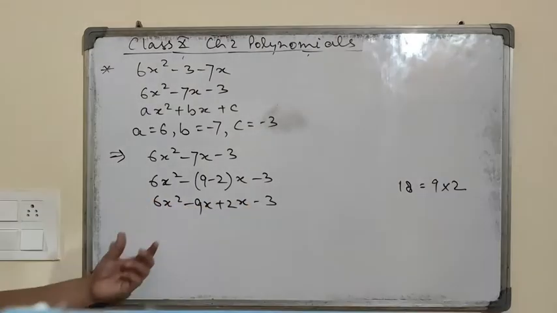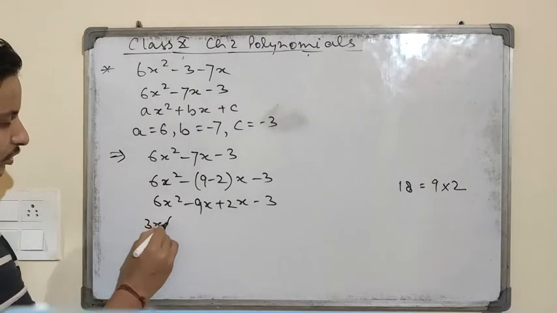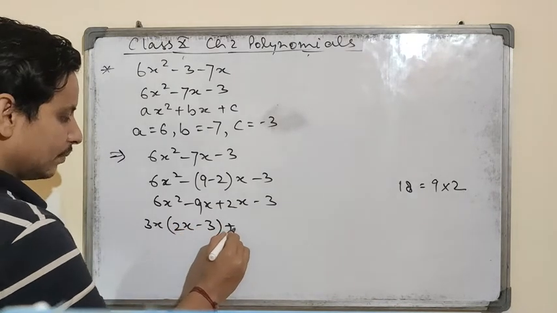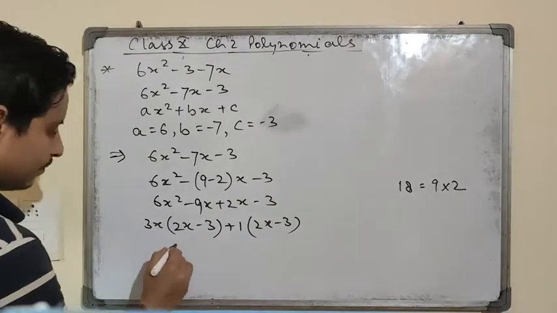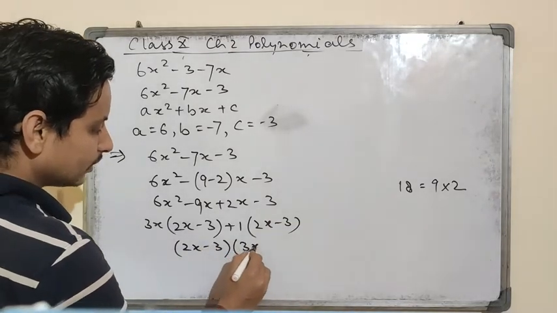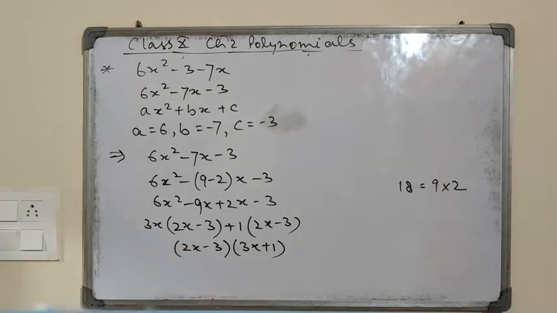Now I have to take common. I take 3x common from here. This is 3x is common. 3 2 ja 6 minus 3 plus I am taking 1 common. So it is 2x minus 3. Now it is 2x minus 3 and 3x plus 1. ये क्या है, 2x minus 3 है और 3x plus 1 है.